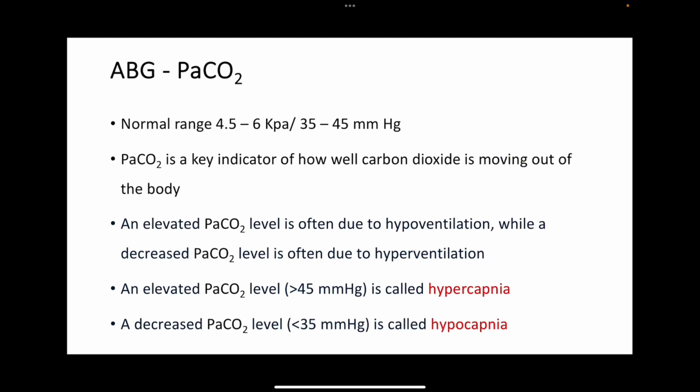The next important thing to see is the PaCO2. The normal range is 4.5 to 6 kilopascals or 35 to 45 millimeter of mercury. PaCO2 is a key indicator of how well carbon dioxide is moving out of the body. An elevated PaCO2 level is often due to hypoventilation, while a decreased PaCO2 level is often due to hyperventilation. An elevated PaCO2 level more than 45 millimeter of mercury is called hypercapnia, and a decreased PaCO2 level of less than 35 millimeter of mercury is called hypocapnia.